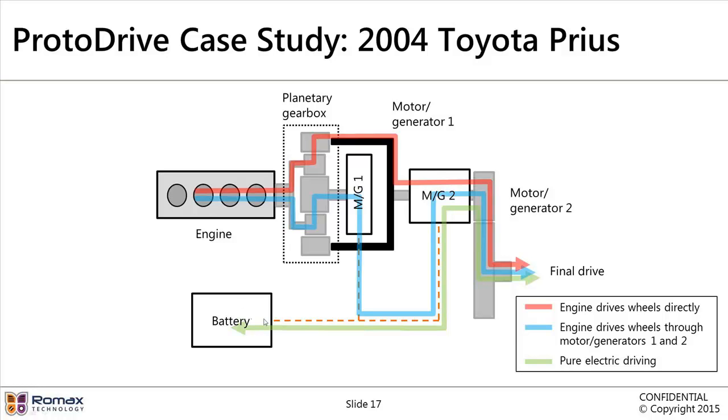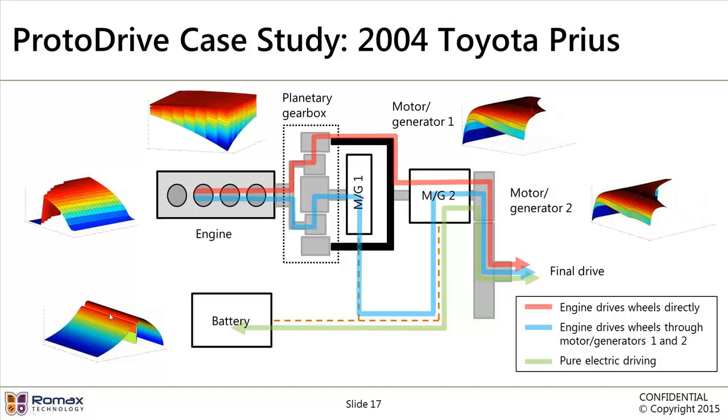The green path here is electric-only driving mode, where the vehicle is powered by the battery through MG2, and also in the reverse direction, when the vehicle is decelerating, that kinetic energy can be captured and turned into electricity by MG2 acting as a generator, and then stored in the battery to use later on in the drive cycle. Here you see the efficiency maps for each of these components generated during the ProtoDrive project.